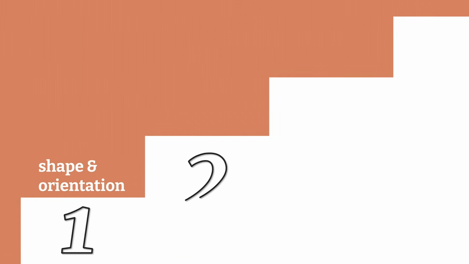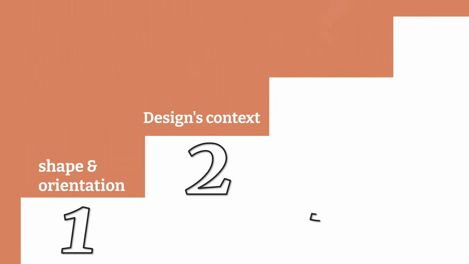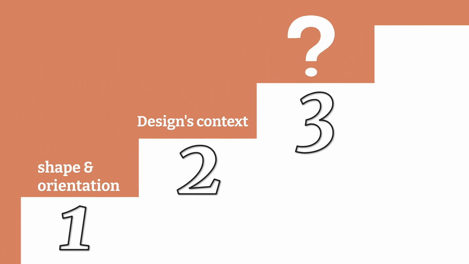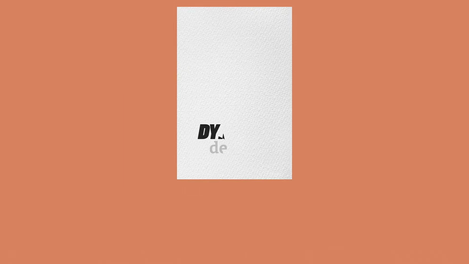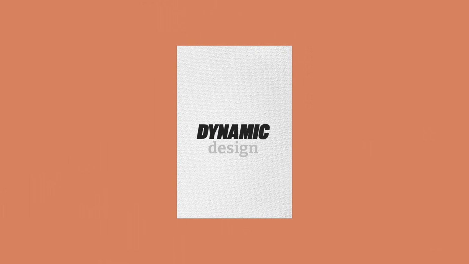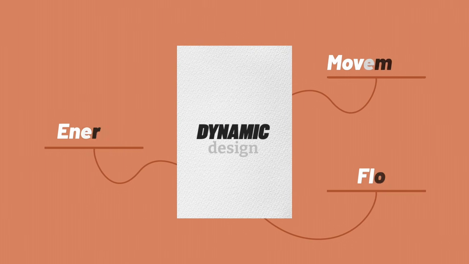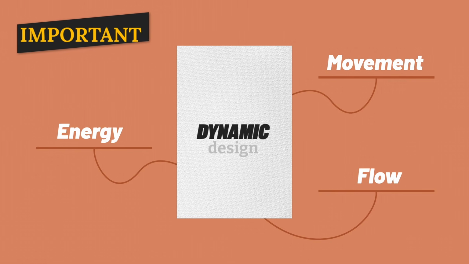So far, we've considered the canvas shape, size, and the design's context. Next, something that very few designers question but which every single designer should consider. How dynamic do you want your design or need your design to be? When we speak about a design being dynamic, we refer to how much movement, flow, and energy it has. And to question this is super important, and here's exactly why.